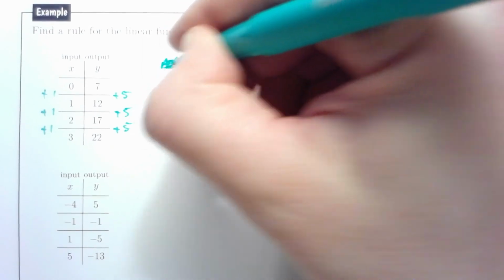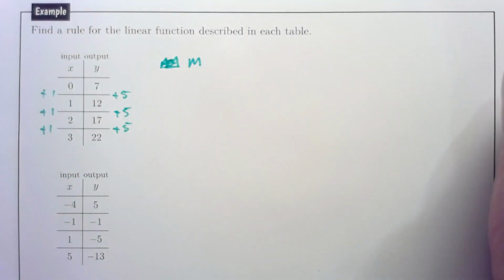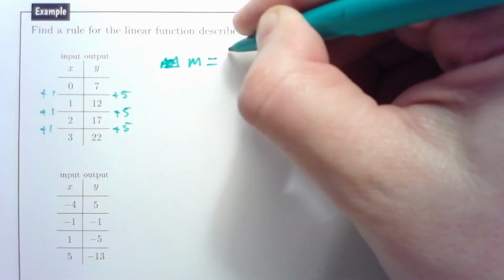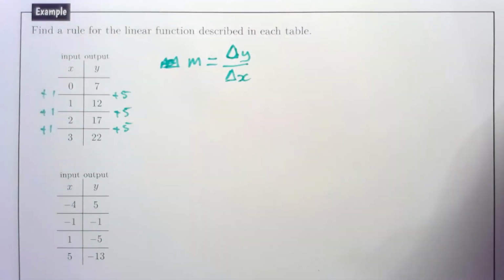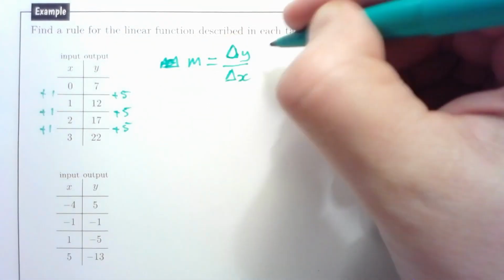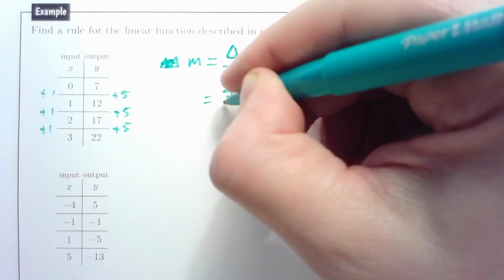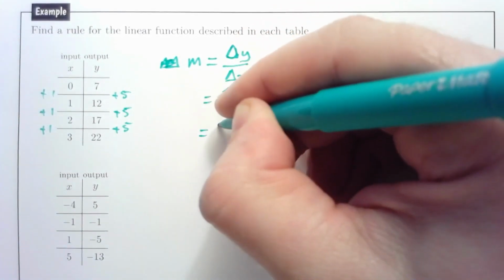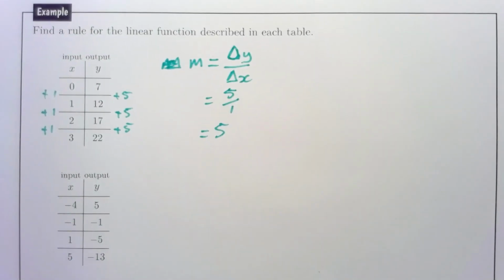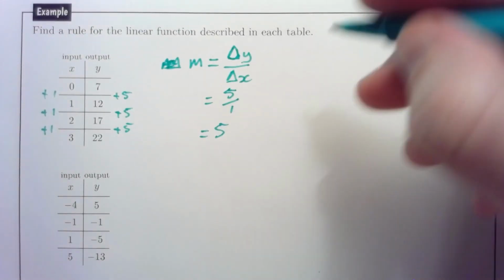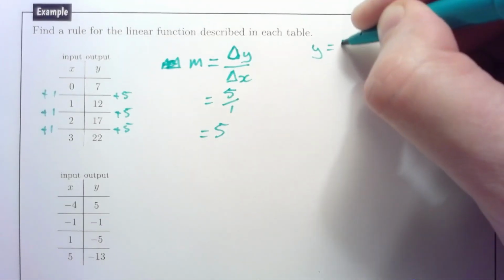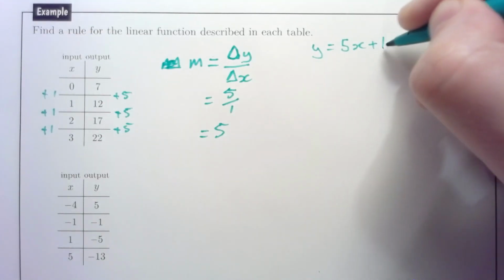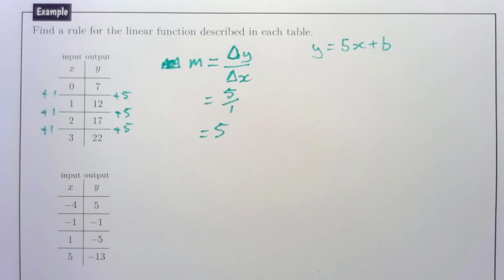So our rate of change, which I'm going to label as m since we know that is the rate of change, is delta y divided by delta x, which in this case is 5 divided by 1, which is 5. So that's actually 1/2 of the rule we want to find. That tells us that y is 5x plus our constant b, which we don't know yet.